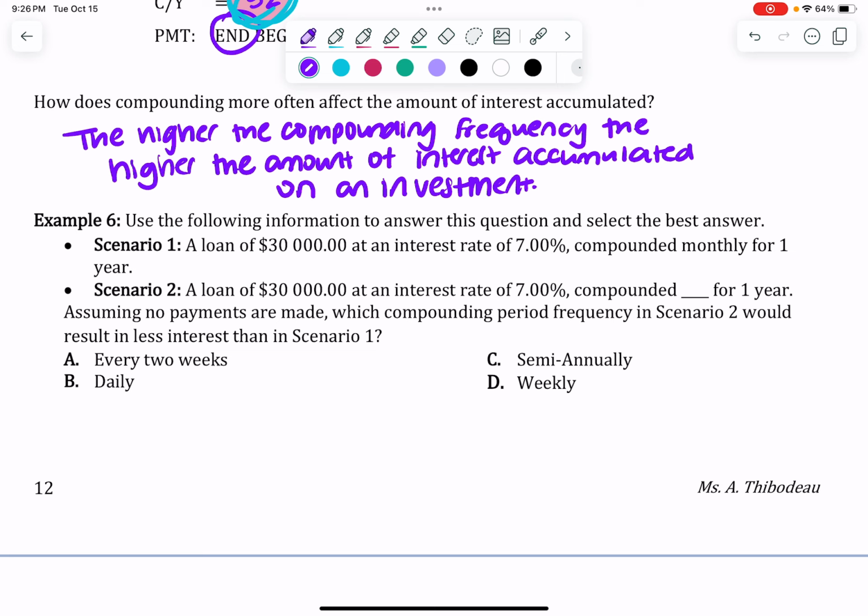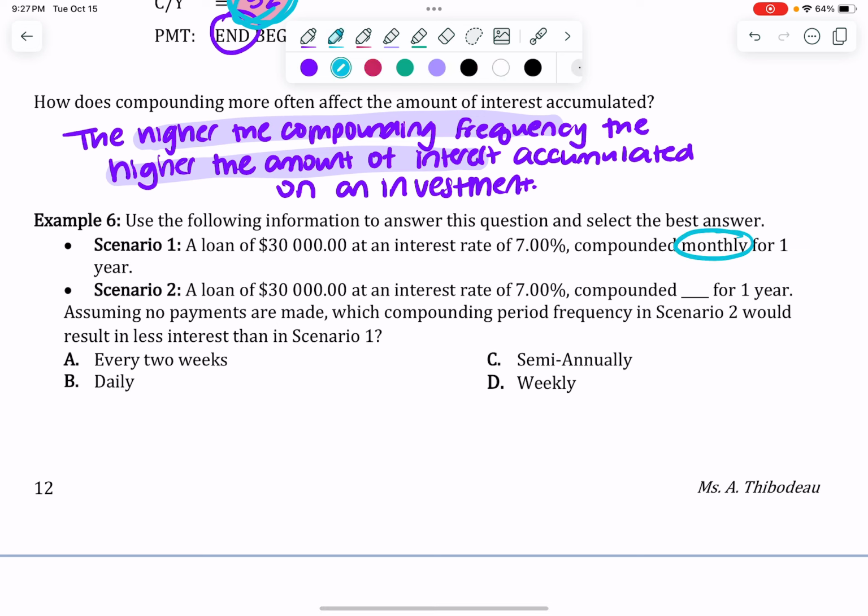We notice that all of these are identical except we're going to have a different compounding period. We're filling in the blank. We are assuming there's no payments being made, right? There's nothing that will impact it otherwise. And we want to determine what compounding period frequency in scenario 2 would result in less interest than in scenario 1. Okay? So keep in mind what we just said before. Try and fill in the blanks. Give it your best shot.